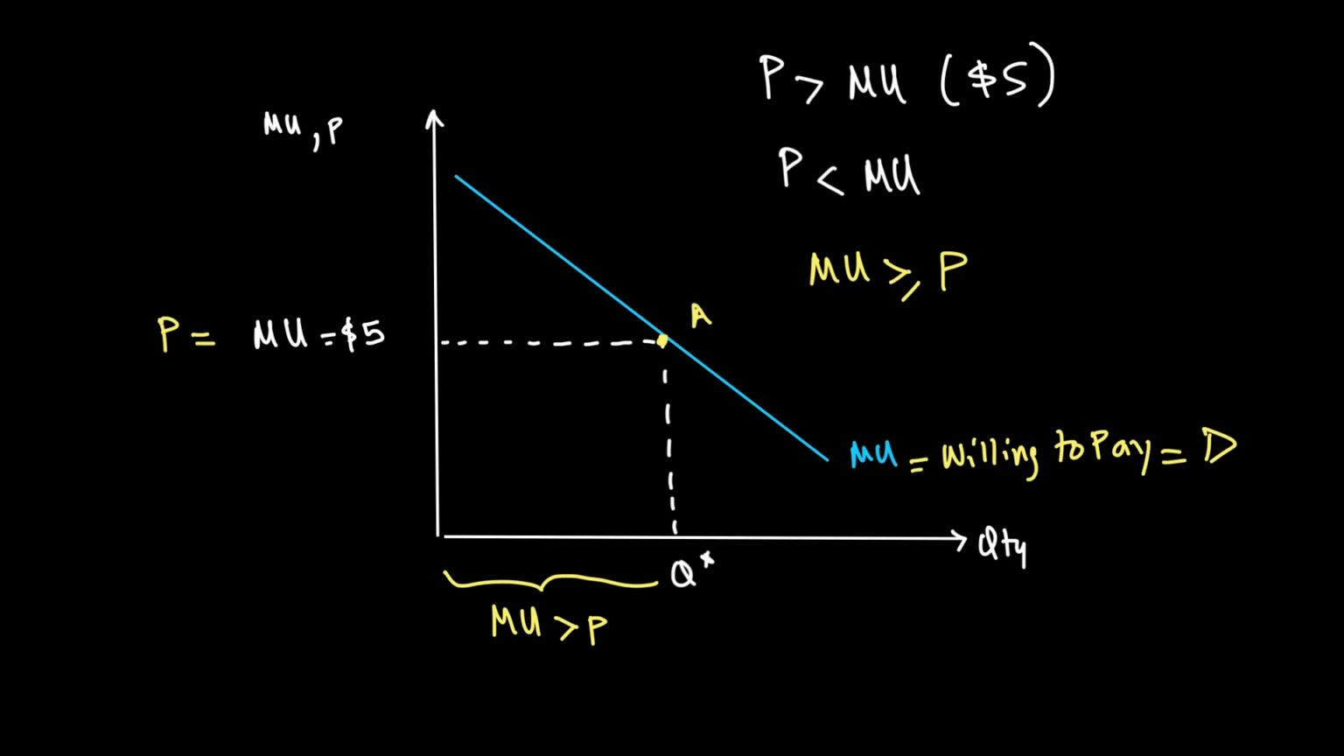So, for example, if you want to buy this quantity Q dash, the only way you can buy this is when the price goes down to something like point B, where MU might be, let's say, $3, and the price has to also fall to $3. If the price is stuck at $5, we may never want to buy this good because the MU is lower than the price, which is $5.